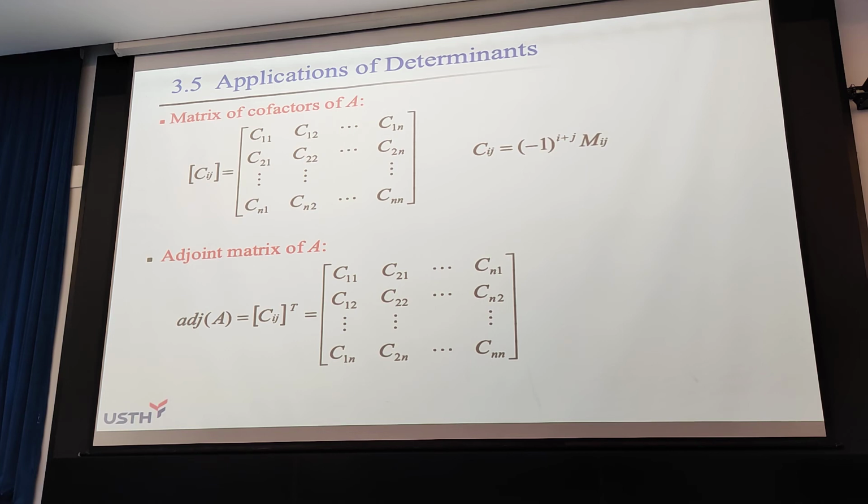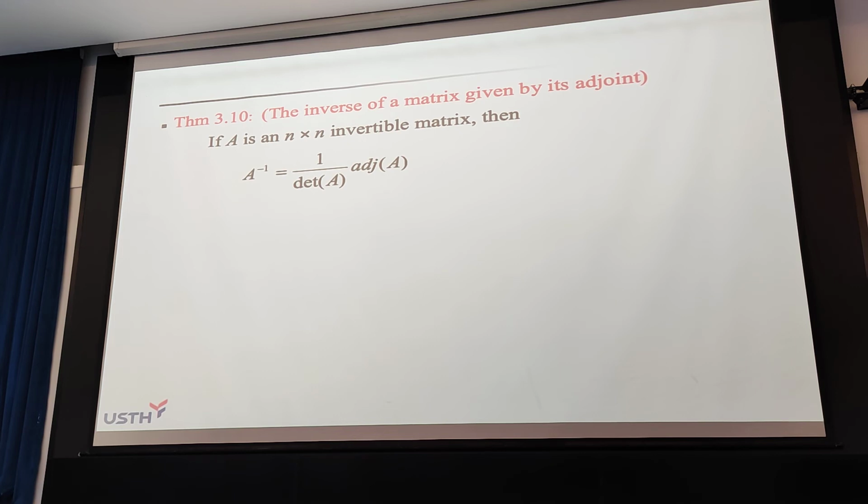We are going to use that to find the inverse of A. It is here. Suppose that A is an invertible matrix, then the inverse of A will be given by that. A is invertible, and then the determinant of A is non-zero. Then it is 1 over determinant of A multiplied by the adjoint matrix of A. So in order to find A inverse, you need to find all the cofactors, put them together, and take the transpose, and you get that one.